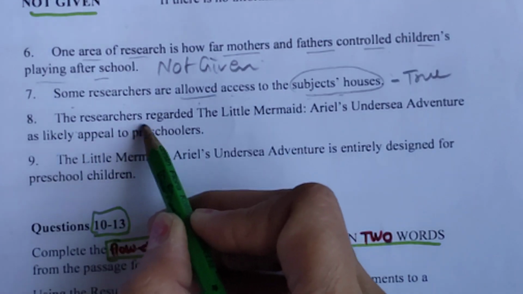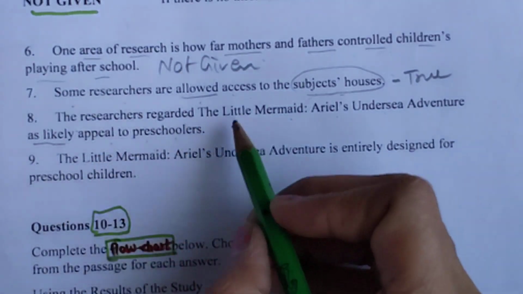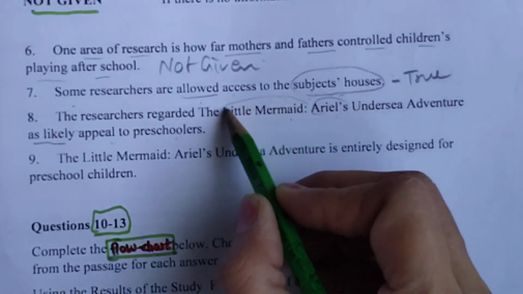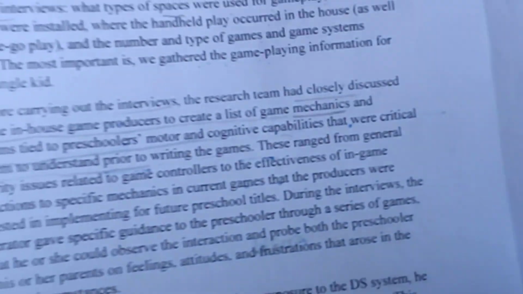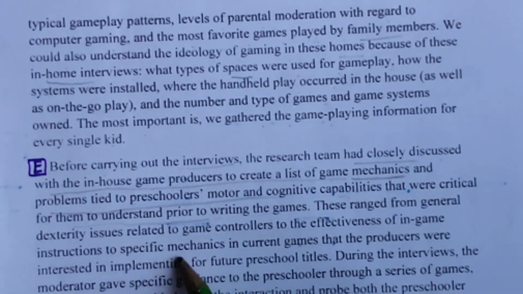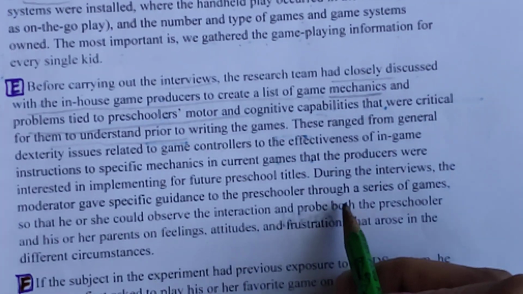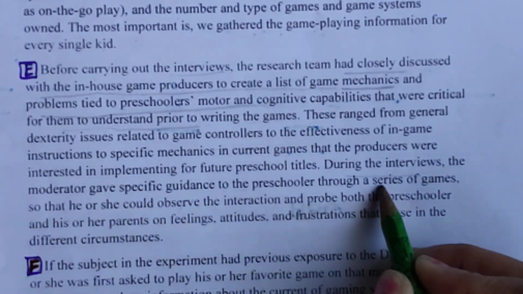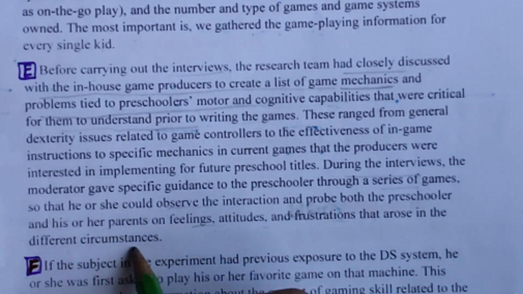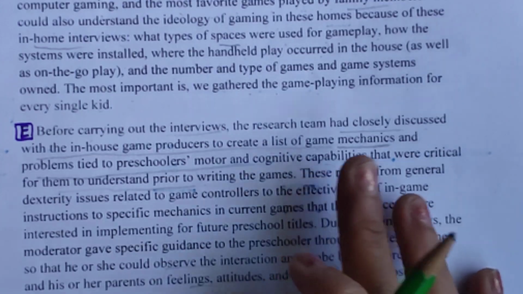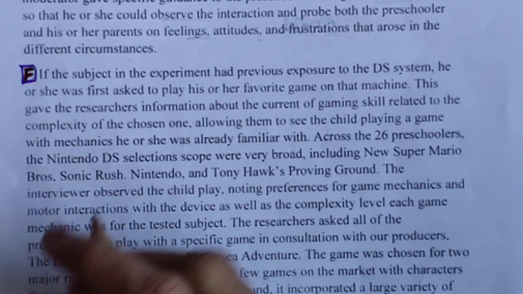Next one is: the researchers regarded the Little Mermaid Ariel adventure as likely to appeal to preschoolers. Now the keyword is Little Mermaid. The researchers regarded it as likely to appeal to preschoolers. So this game, this we have done. If you read the full paragraph, everything they are talking about is a series of games, absorbing the interaction, feelings, attitudes, which arose in different circumstances. Everything they have discussed in house before the main thing. Now E paragraph, that word we were looking for. So this is also a name.